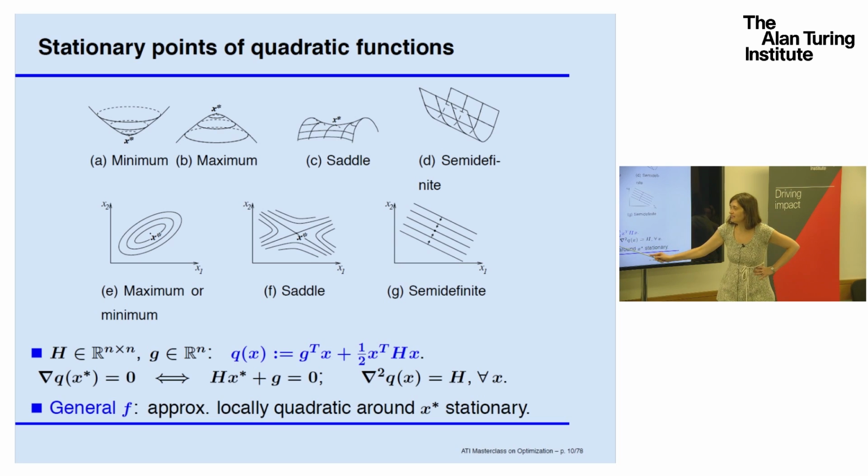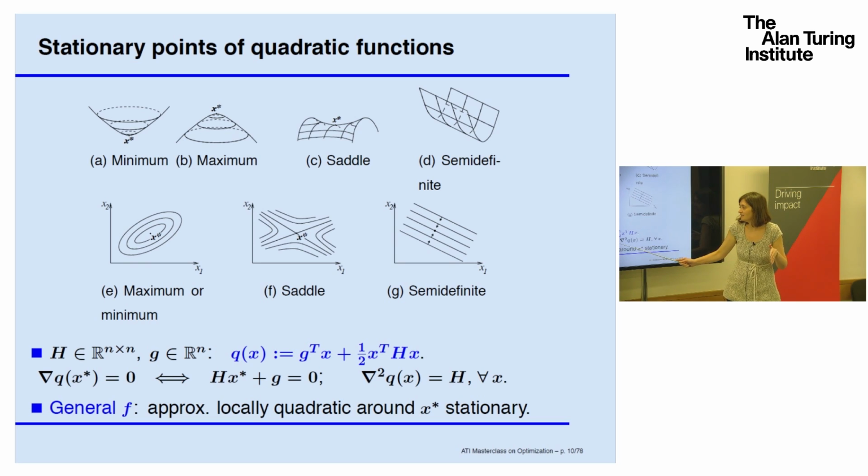If I set the gradient of q to 0, you can verify at home that this is just Hx plus g equal to 0. So H is given, g is given. So this is a linear system of equations in x star. Assume that H has no 0 eigenvalue. It's invertible. Then there is a unique stationary point. So a quadratic, in general, when it's not degenerate, will have a unique stationary point.